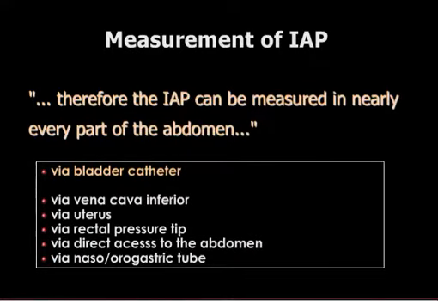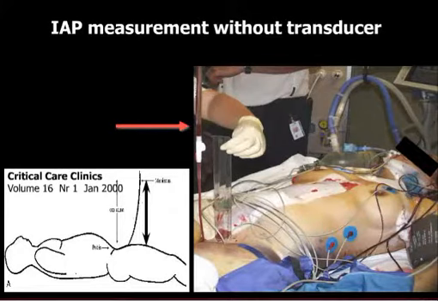And the intra-abdominal pressure today can be measured in many places. Vena cava inferior, we'll go quickly back to that, via uterus, via rectal pressure tip, via direct access to the abdomen, via nasogastric or oral gastric tube, but the gold standard is still today to measure it via the bladder. You don't even need a device to do so. You can just simply do it by having some centimeters and looking at it.